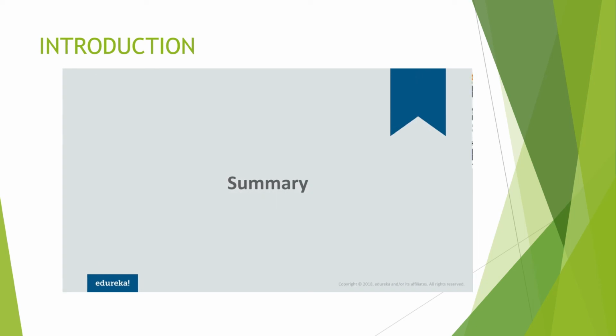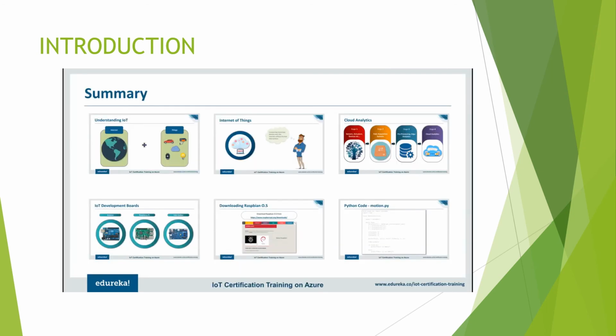So this brings us to the end of this video. We started off by understanding what exactly is IoT, and then we looked at the evolution of internet. Following which, we looked at the IoT architecture, and then we looked at the different IoT development boards. After which, we configured our Raspberry Pi and understood the motion.py code with which we found out if the chair is empty or not.